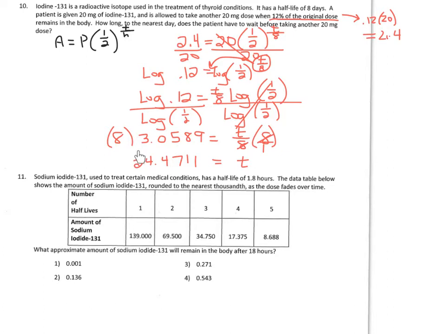Okay, so how long to the nearest day does the patient have to wait before taking another 20 milligram dose? Well, within the 24th day is when there is 12% of the medication left. So to the nearest day, it's going to be 24 days. Okay, it occurs within the 24th day.